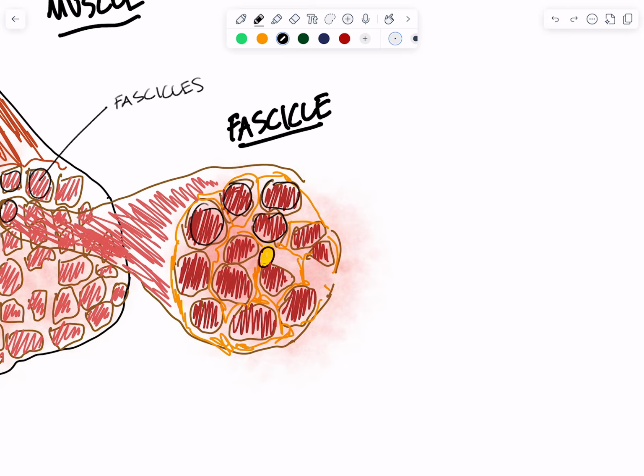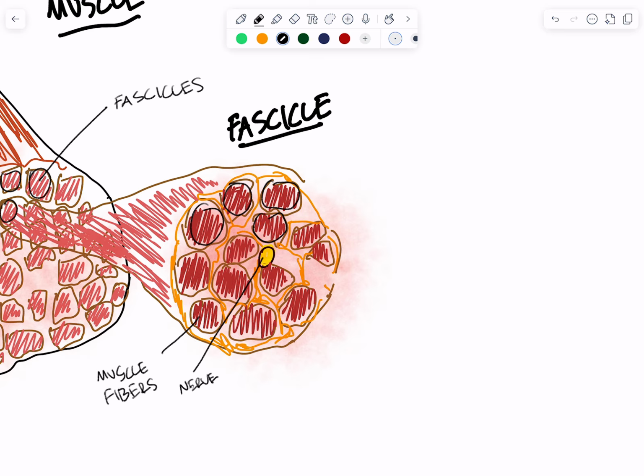I'm going to write that on the other side just so that we have some more space. These are called muscle fibers. Another thing I want you to notice is this yellow thing in the middle here. That is not a muscle fiber. That is actually going to be a nerve, and we are going to touch on that in just a second.